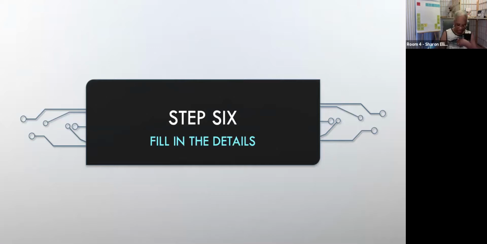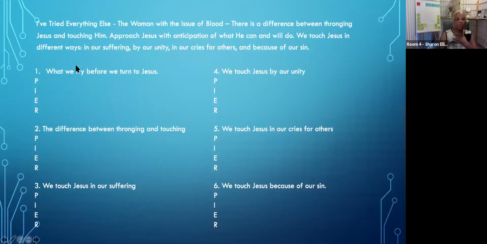Okay, so for every point that you're making, now most of the time, whatever you have by the number is going to be the point. All right. So the point of this section is that we try everything, we try all kinds of stuff before we turn to Jesus. That's the point. Right. Now you're going to fill in. So now, what instruction do I want to give to my readers regarding that point? So what would that instruction be?